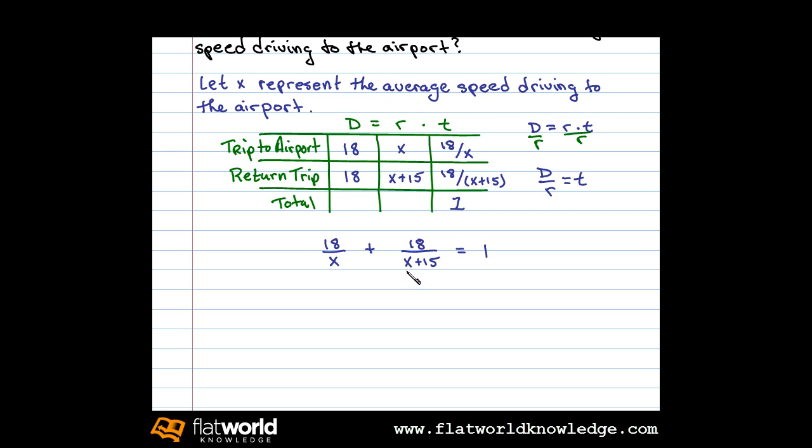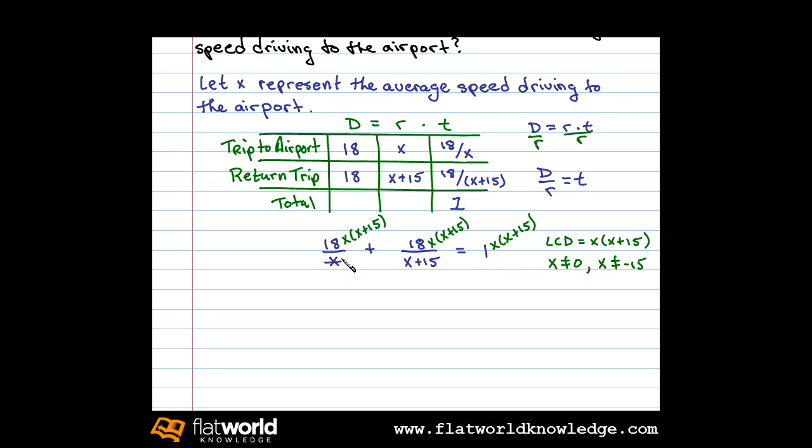Let's begin by identifying the LCD. Here the LCD is x times x plus 15. Also, we have restrictions. 0 is a restriction, and negative 15 is as well. We begin by multiplying both sides by the LCD, which we know is equivalent to multiplying each term by the LCD.